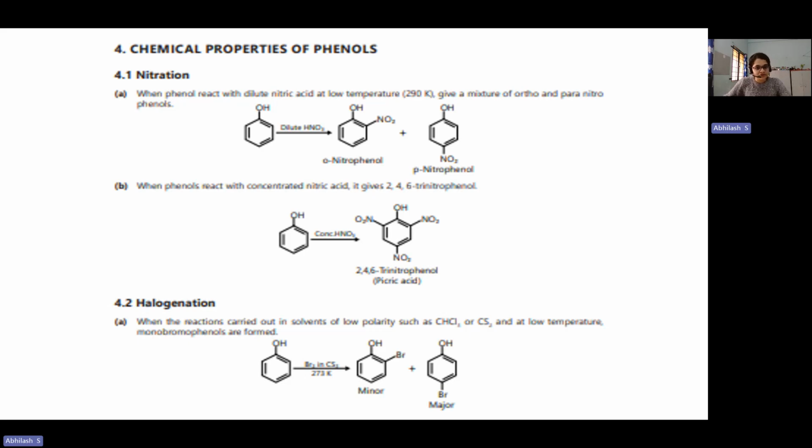Let's discuss the halogenation of phenols. When phenol is halogenated in the presence of Br2 in CS2 at 273 Kelvin, it leads to the formation of ortho-bromophenol and para-bromophenol, as I said before in the nitration.